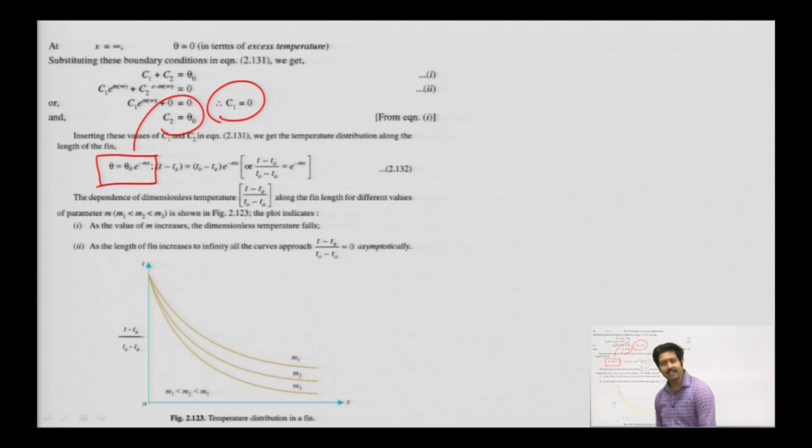This is basically the temperature profile. This is the temperature profile for various m's. Okay, so for the temperature profile, you just put the value of x and you will get the value of T minus TA. So this is the temperature profile.